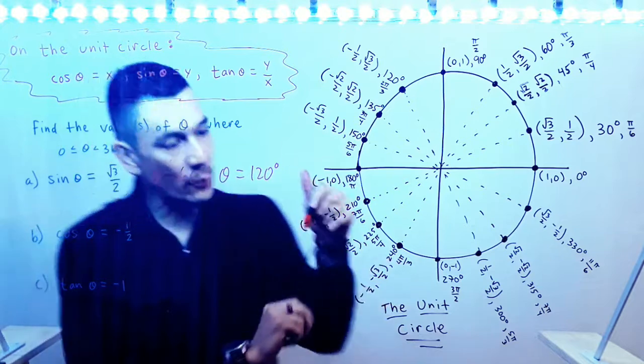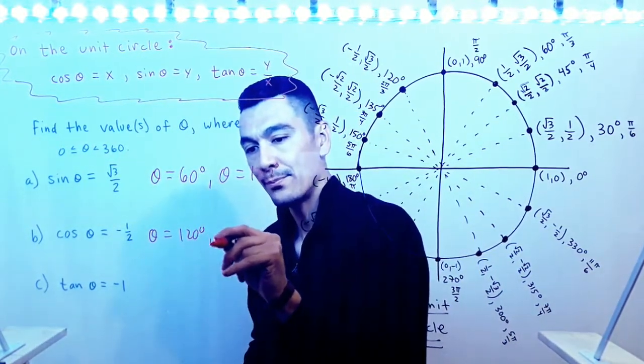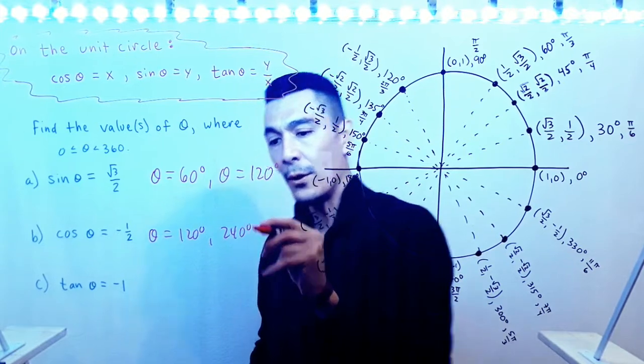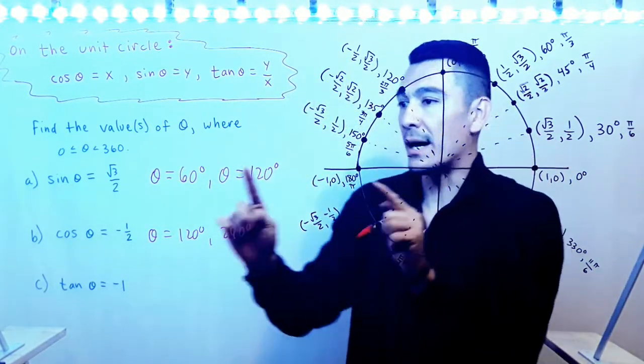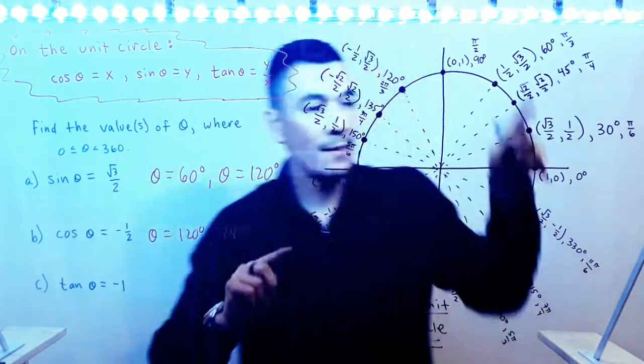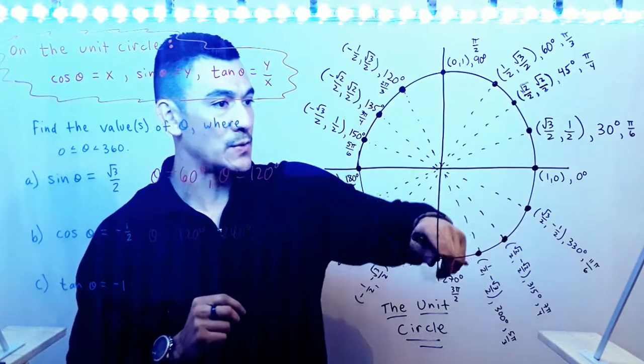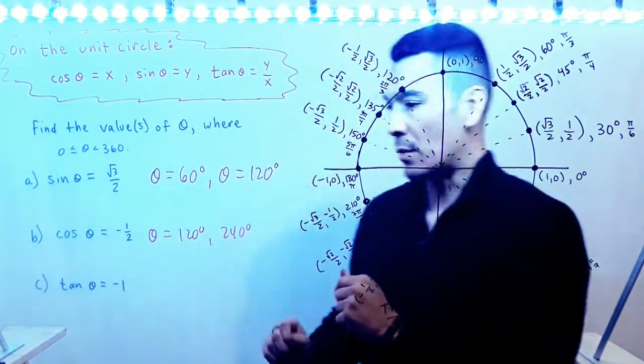What are these locations? 120 and 240, is it? Yeah, so we have 120 and 240. Done. That's it. Because these answers are between 0 and 360. They are within one revolution. We are not making multiple turns. It's within one spin. One more.